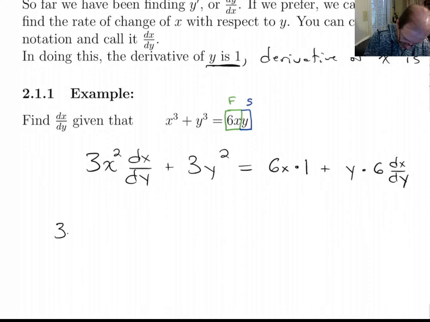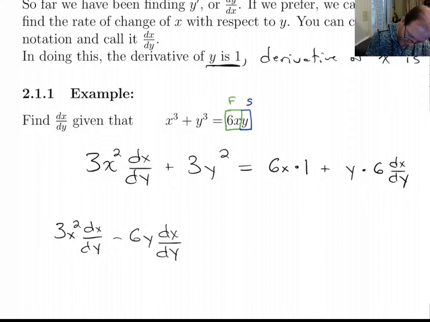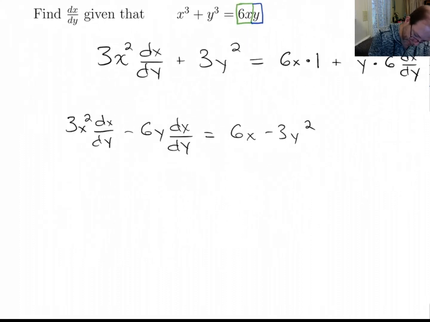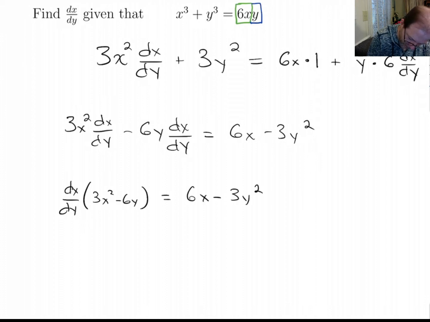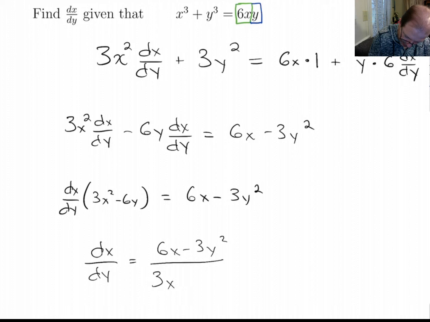So I get 3x squared dx/dy minus 6y dx/dy equals 6x minus 3y squared. So I get dx/dy is 6x minus 3y squared over 3x squared minus 6y.